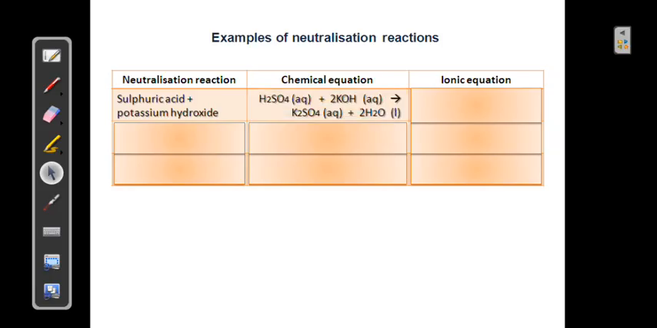So what happened is, the chemical reaction: H2SO4, which is the sulfuric acid, plus 2KOH, that is the potassium hydroxide, in aqueous form, will react to form K2SO4 and 2H2O. So it will form what we call potassium sulfate, the salt, and 2 H2O molecules.